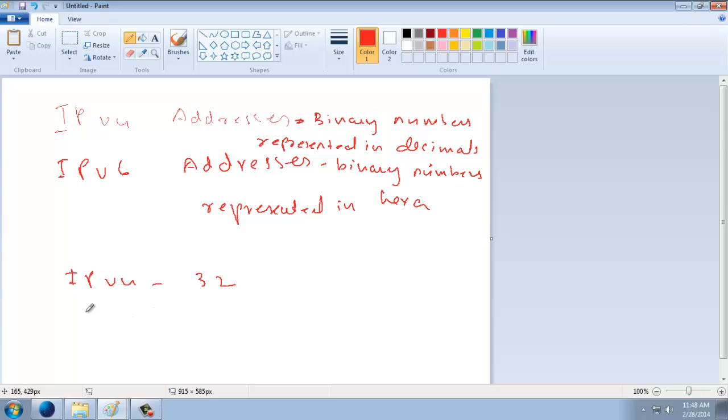So IP version 4 addresses are 32 bits in length, and IPv6 addresses are 128 bits in length. If you are learning IP version 4 addressing, you need to know about the conversion from binary to decimal and back from decimal to binary. And if you are studying IP version 6 addresses, you need to know about the conversion from binary to hexadecimal and back from hexadecimal to binary. So that is very much required for your career in networking.